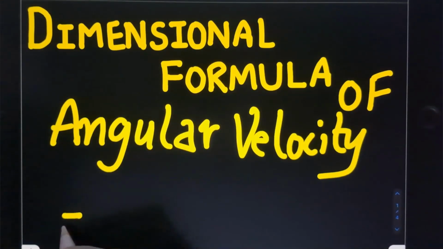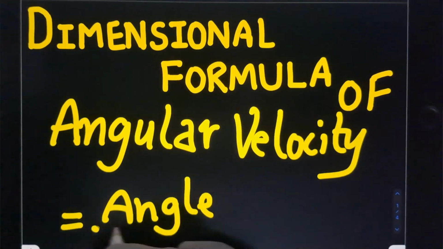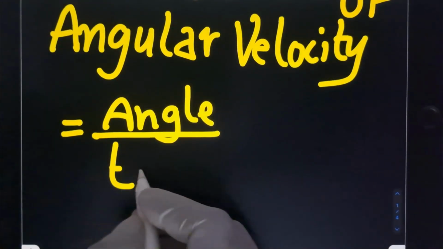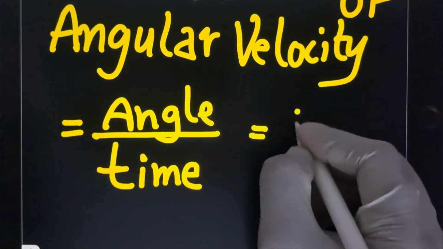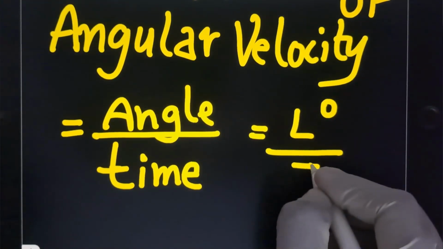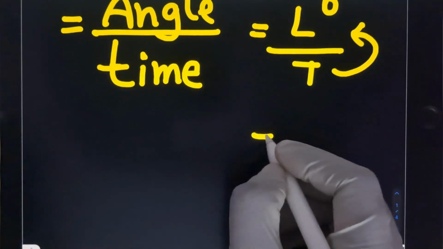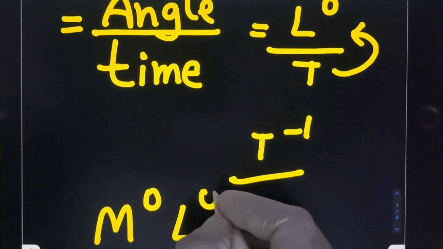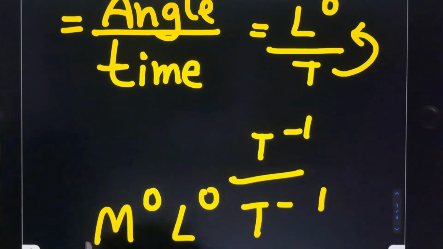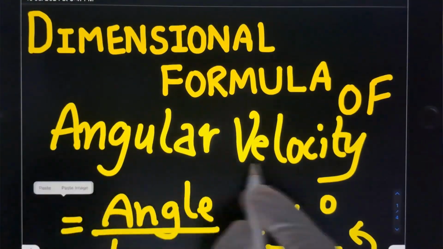To find the dimensional formula of angular velocity. Angular velocity is equal to angle by time. Angle has no dimensions. It is M power 0, L power 0 and t power 0, and time is t. So the time is reciprocated and it is time inverse. So it is M power 0, L power 0, t power minus 1. The dimensional formula of angular velocity is t power minus 1.